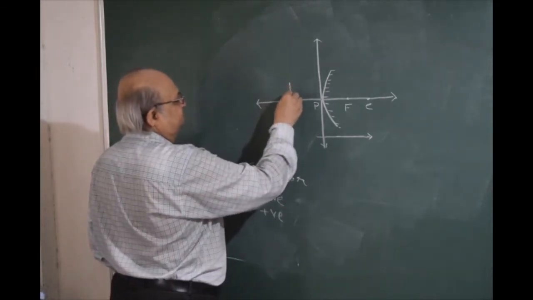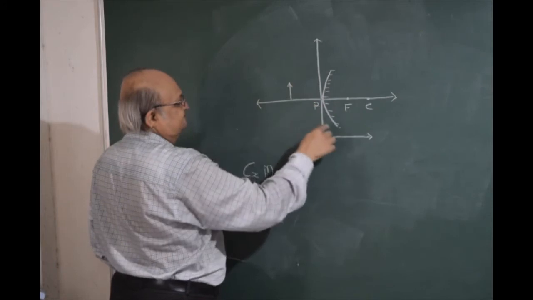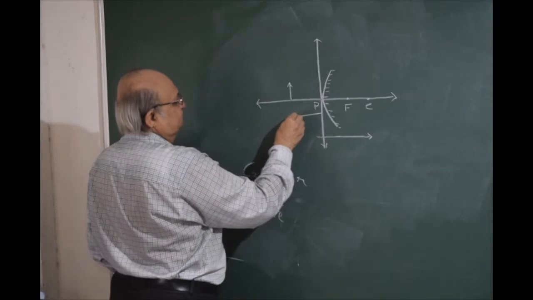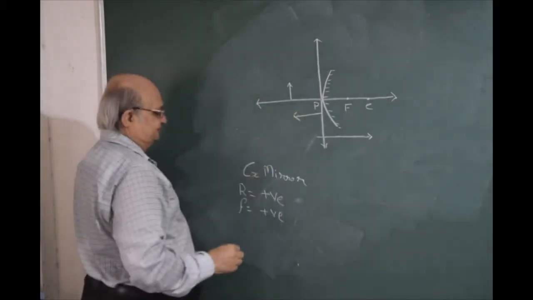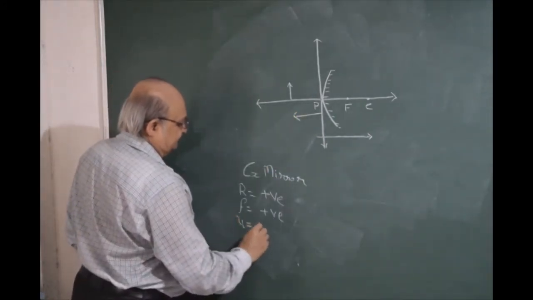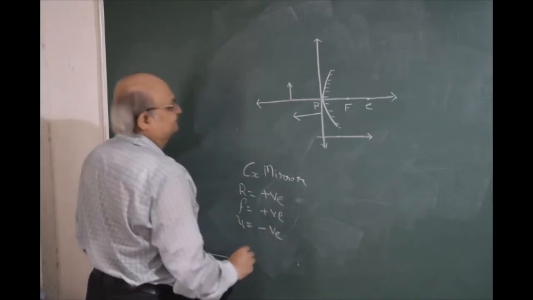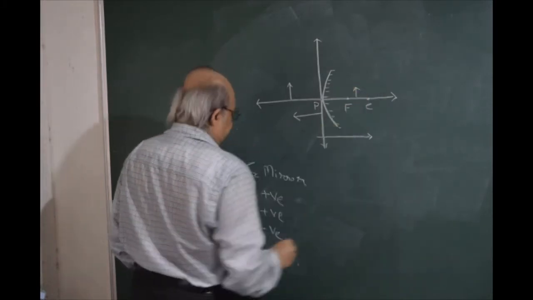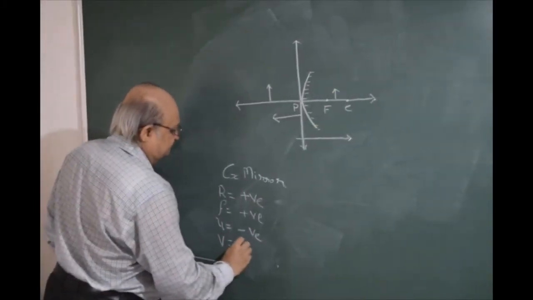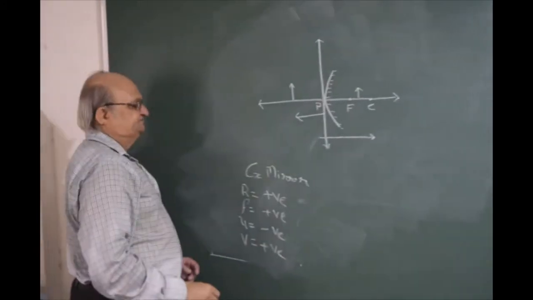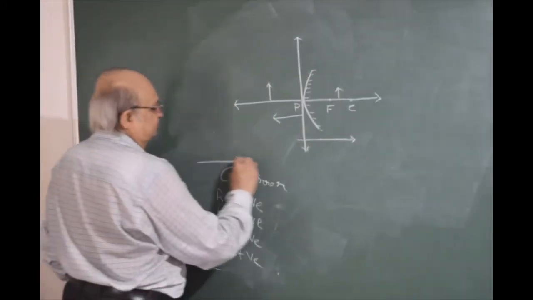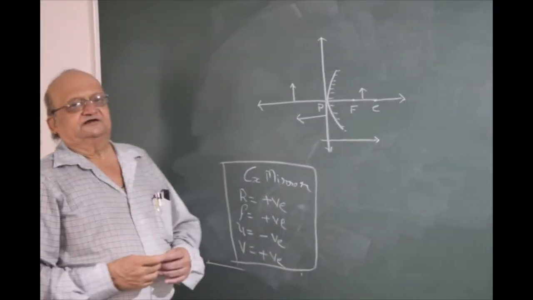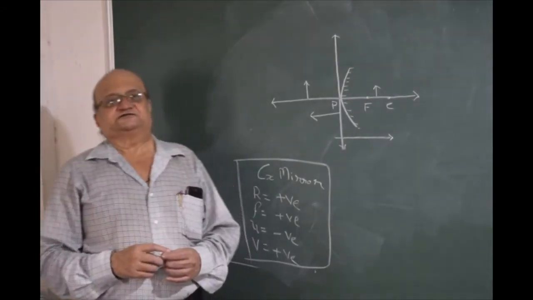We will be putting the object on this side because this is the reflecting surface, and therefore the object distance u we will be measuring on the negative side of the x-axis. It will be negative, and the image will be formed somewhere here, and therefore v will also be positive. So for concave mirror and convex mirror, we have the Cartesian signs.